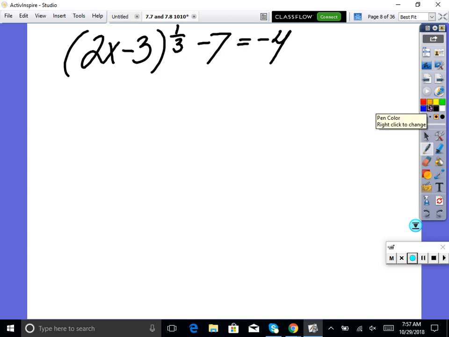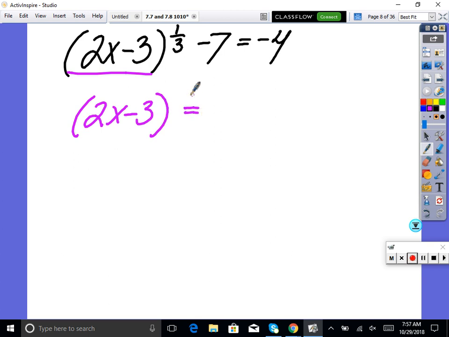So, isolate the radical. Which part is the radical? 2x minus 3 is raised to the 1/3. Cube root. Roots are on bottom. Cube root, notice, so we'd add 7. So then we'd have our 2x minus 3 to the 1/3 is equal to, add 7, you get 3. Now from here, how do you undo a 1/3?